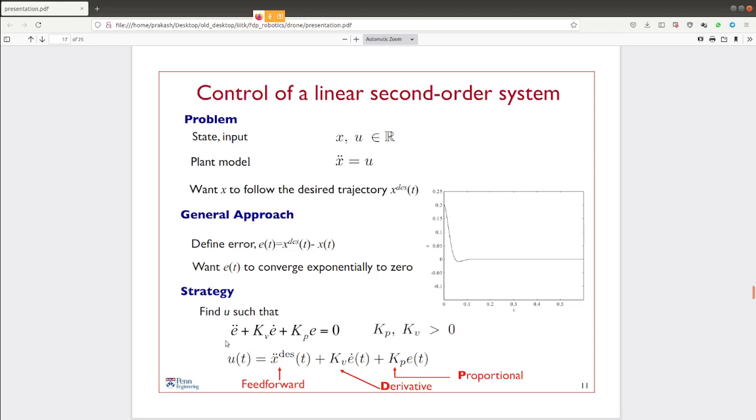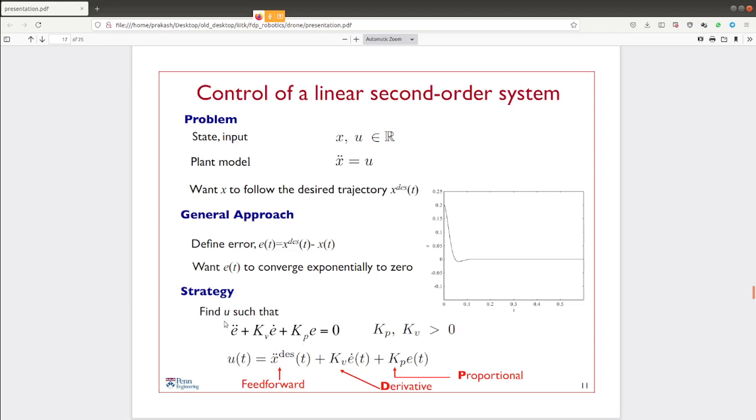Where this Kp and Kv, like we have seen in the last session, one is the gain for the position and another one is the gain for the velocity, or in other words, we can also call Kp a proportional gain and Kv a derivative gain.